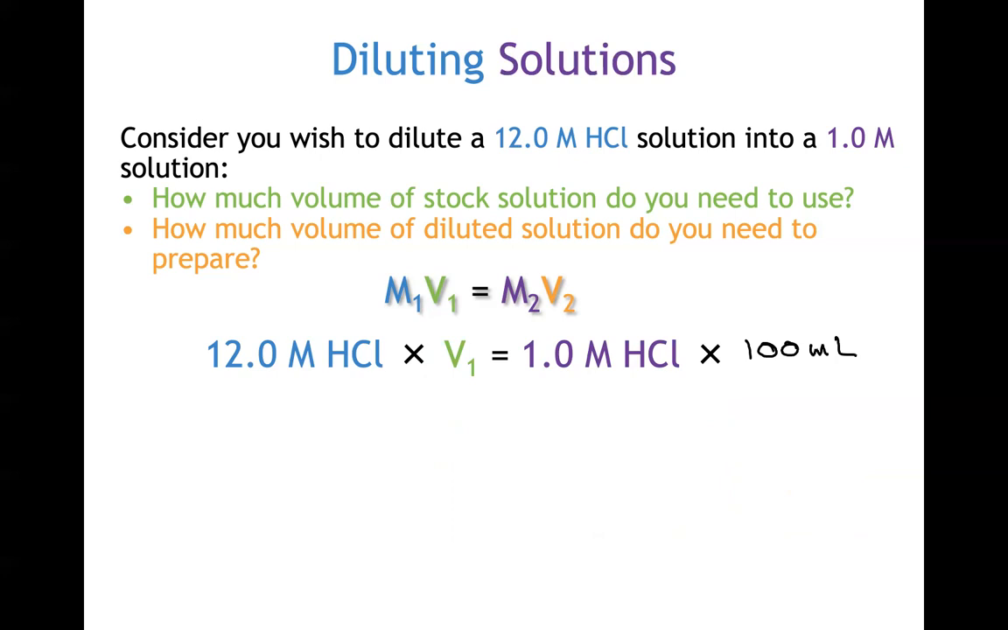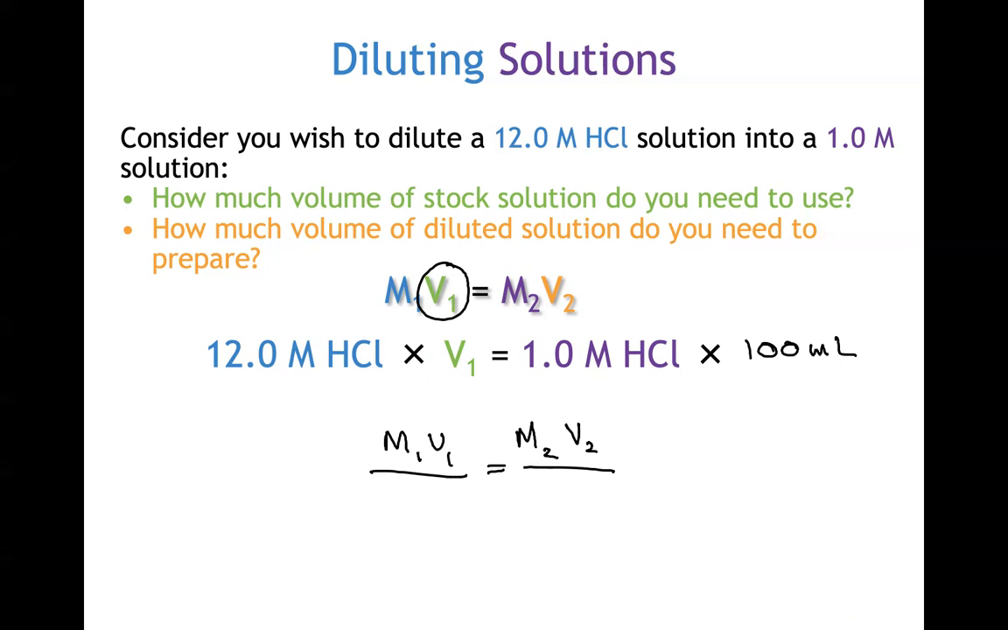We could simply rearrange. Our only unknown is really V1, right? So M1 V1 is equal to M2 V2. If we divide both sides by V1, then V1 cancels V1, but that's not what we're trying to cancel out, right? We're trying to solve for V1.